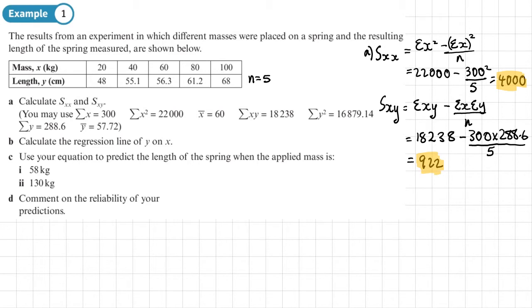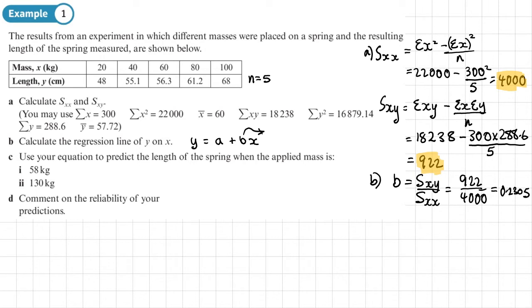It's just substituting. Okay, part B says calculate the regression line of y on x. So remember, the form of the regression line of y on x is y equals a plus bx, and the first thing we need to do is to calculate b, and b is equal to SXY over SXX. Now we've just calculated these, so SXY is 922 over 4,000, so this is going to give us the gradient of this regression line, and it gives us 0.2305.